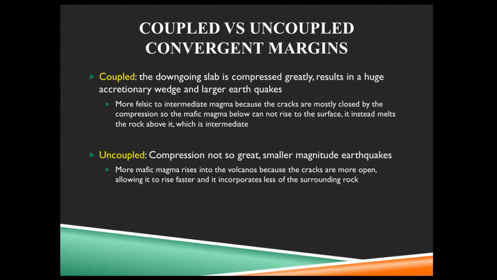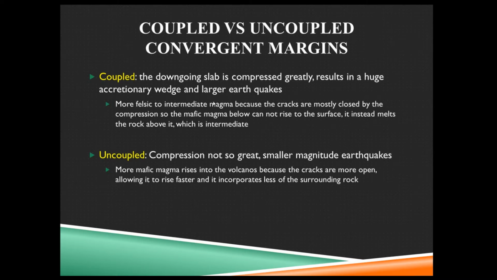This happens when that overriding slab is stuck to that downgoing slab a lot more. So it's not sliding past it very nicely, it's really stuck against it. So a lot of stress builds up, then it finally releases, and that gives us the larger earthquakes. After it releases, it gets stuck again, the stress starts building up again. And so it's a high compression, large earthquake type subduction zone.